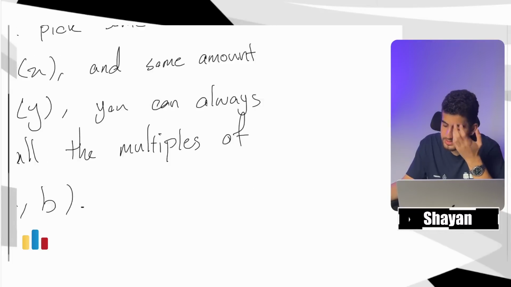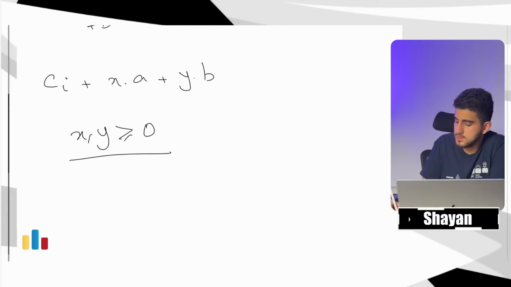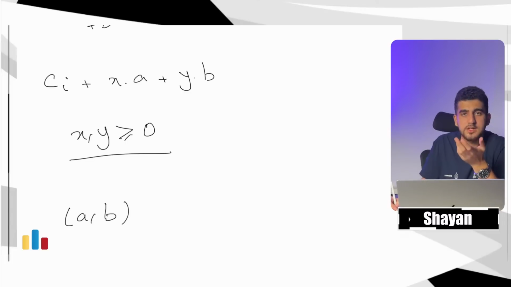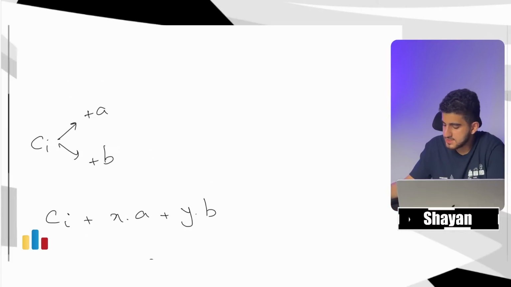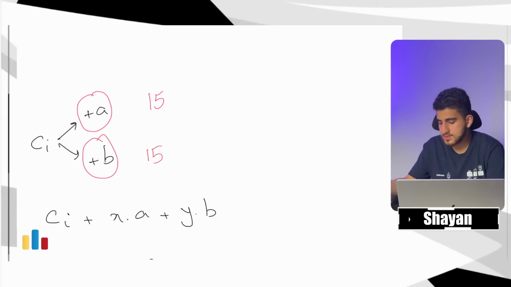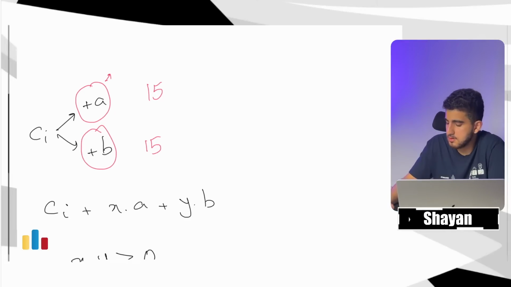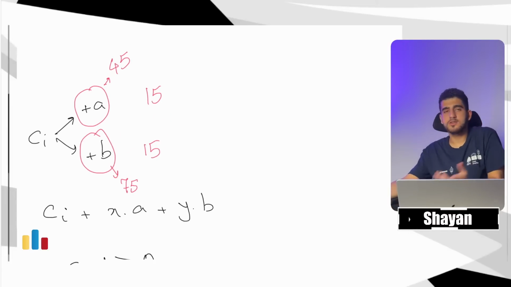So the point is that, as I said, when you have 2 numbers like A and B, you can make all the multiples of their GCD. And obviously, you cannot make anything that is not a multiple of their GCD. For example, assume that A and B are both multiples of 15. For example, A is, I don't know, like 45, B is like 75. So they are both multiples of 15.